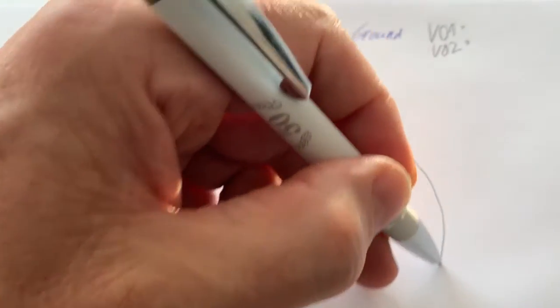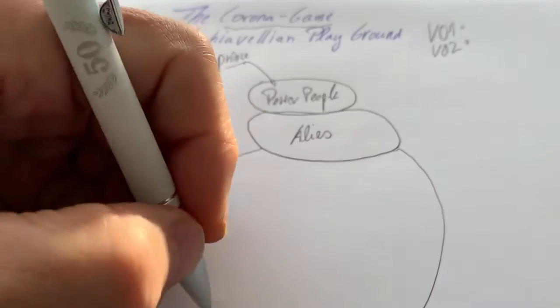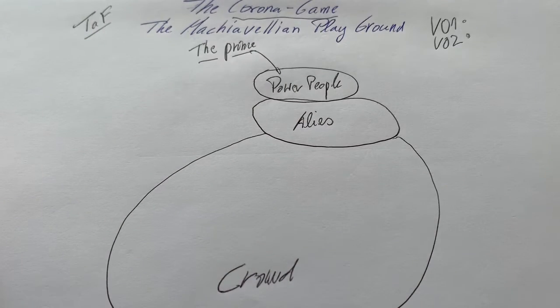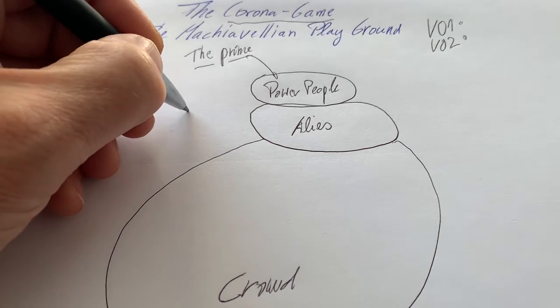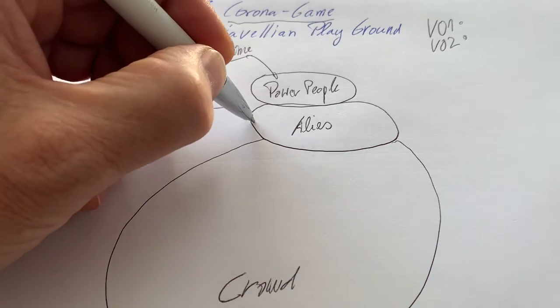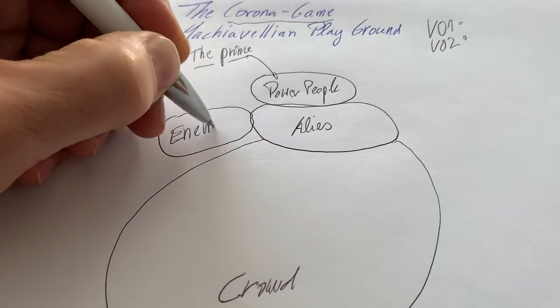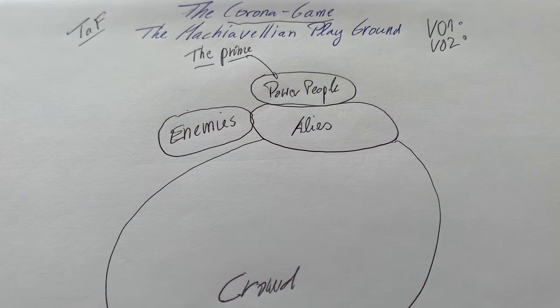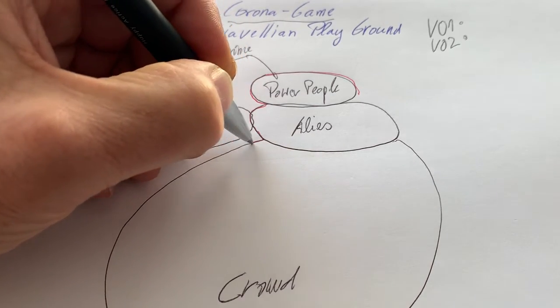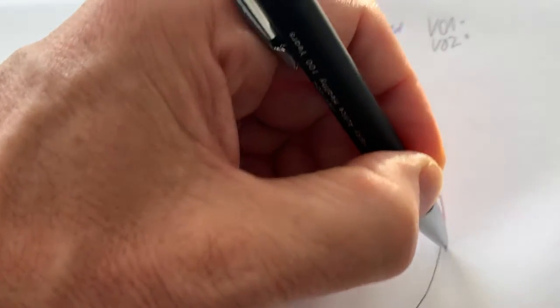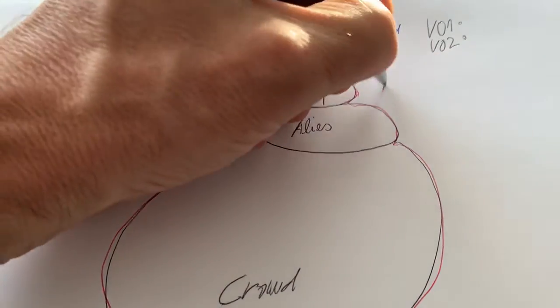And then you have the crowd, a huge crowd. And now there are also some enemies, and I draw them here, the enemies. Now I want to add two things. First, how many are there? If I look at the power people, the allies and the crowd, I would say that is about 90%.